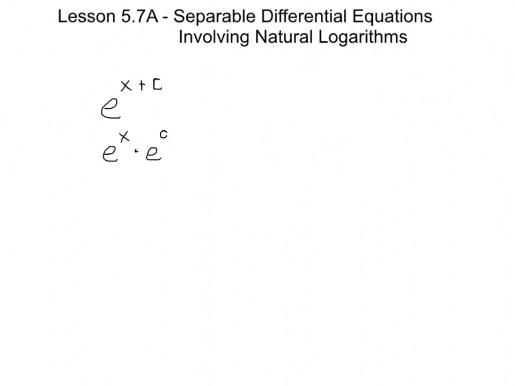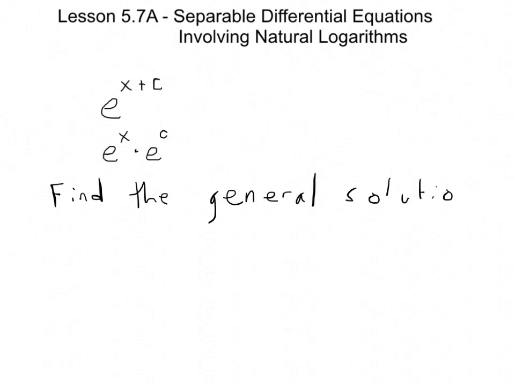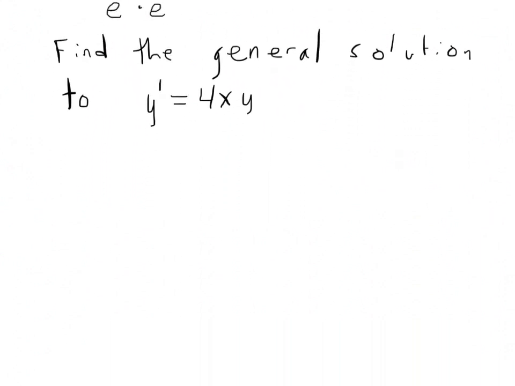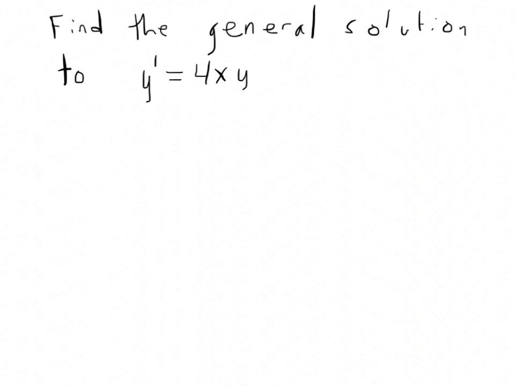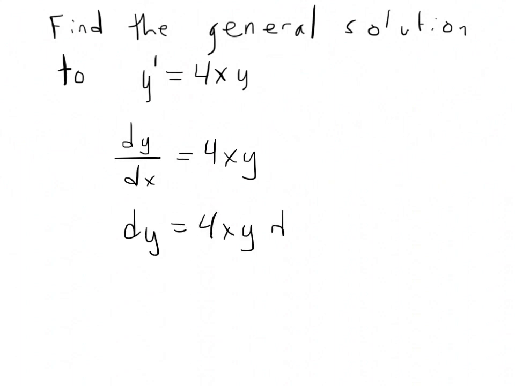So I want to go straight into an example here. Let's find the general solution to the differential equation y prime equals 4xy. Hopefully you remember the steps from yesterday. Step 1, rewrite as dy dx equals 4xy. Step 2 was then multiply by dx, so that gets us dy equals 4xy dx. Remember, doing that effectively declares this side to be the x side of the equation, and this to be the y side of the equation.